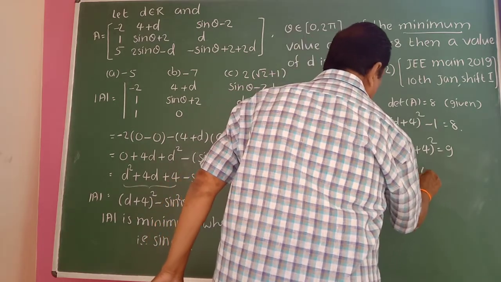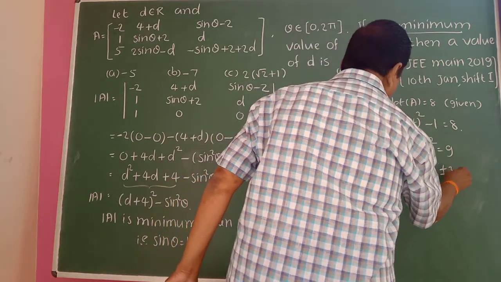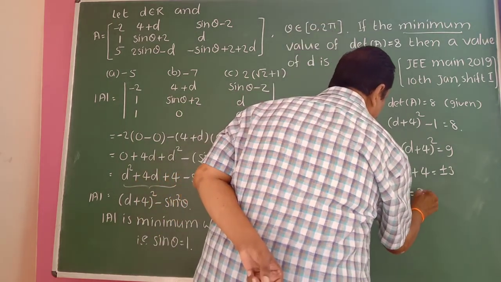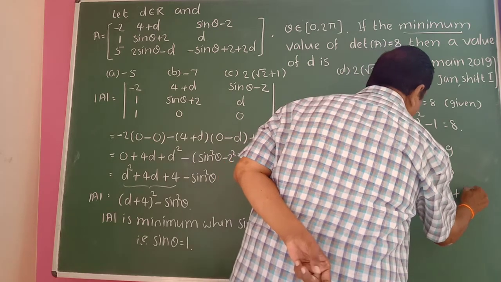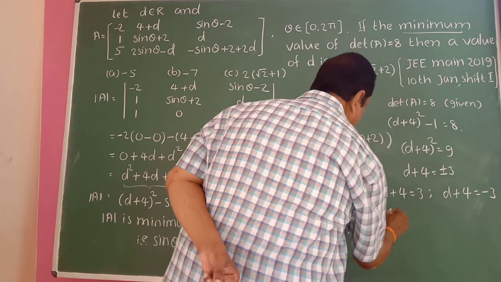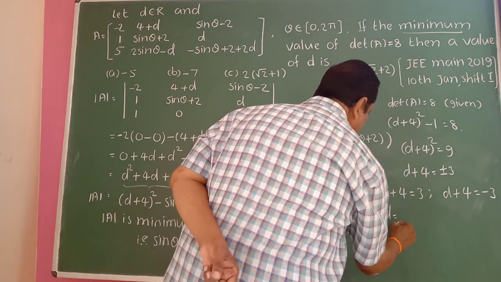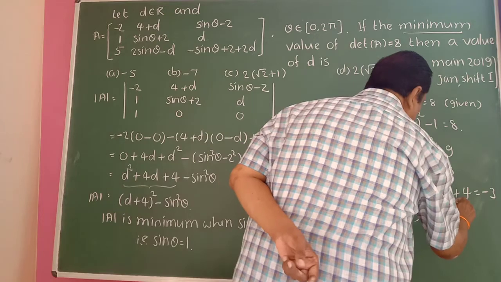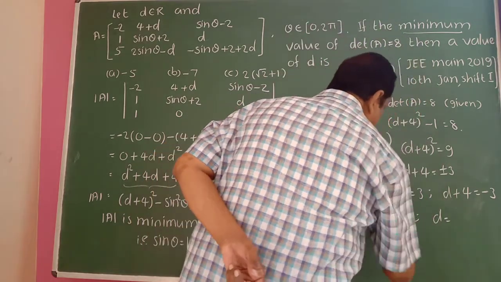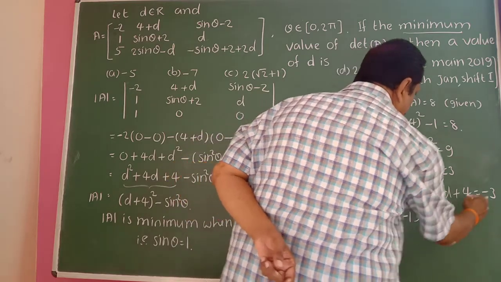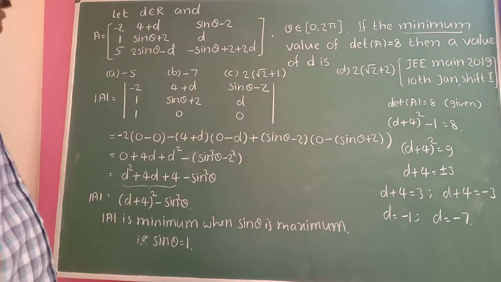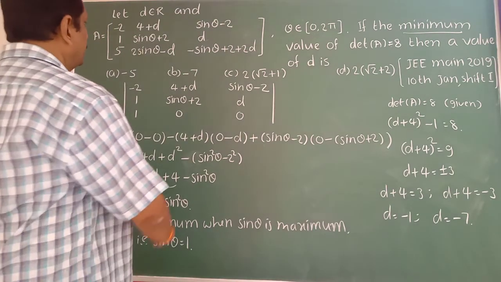Then d plus 4 is equal to plus or minus 3 here. Hence d plus 4 is equal to 3, or d plus 4 is equal to minus 3 here. Therefore take 4 right hand side here. 4 plus 3 becomes 7, and here take 4 right hand side here. d is equal to, and here 3 minus 4 is a minus of 1, and minus 3 minus 4 is a minus of 7. Therefore, obviously, minus 7 is the answer here.